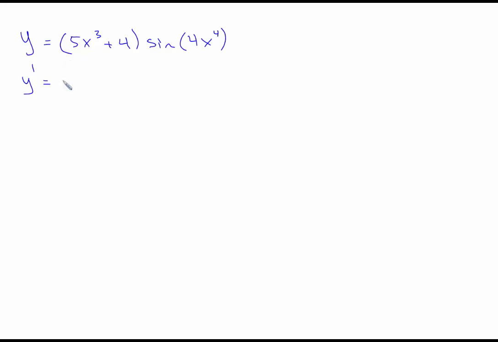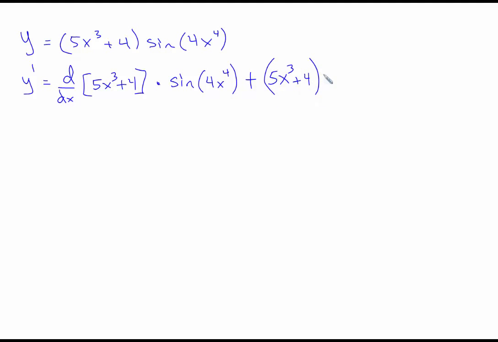So the product rule says we take the derivative of the first function times the second function plus the first function times the derivative of the second function. So the derivative, let's use our power rule.